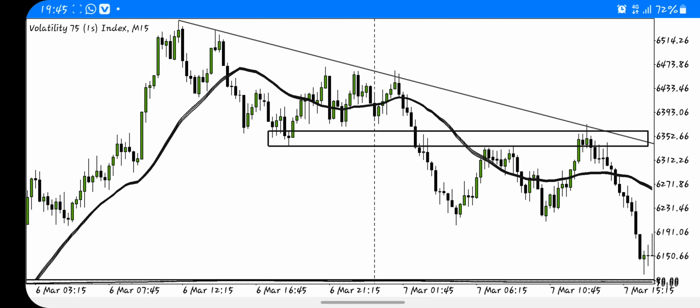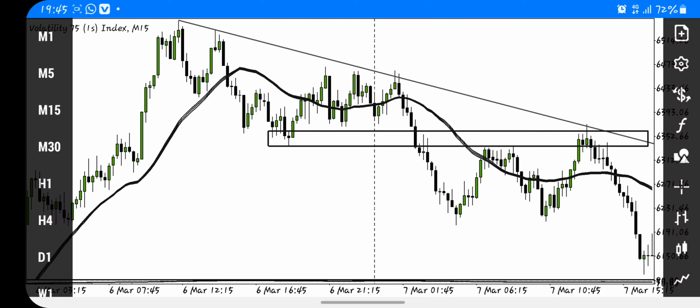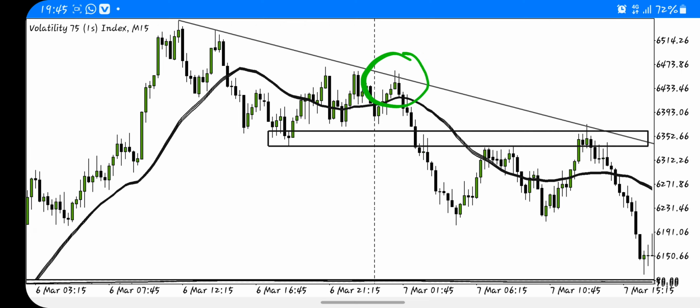Our entry criteria is the third touch of the trend line, which is this one. This is our entry criteria here. You see that we get into the trade only when we see the rejection. We get into the trade only when we see a rejection on the trend line.